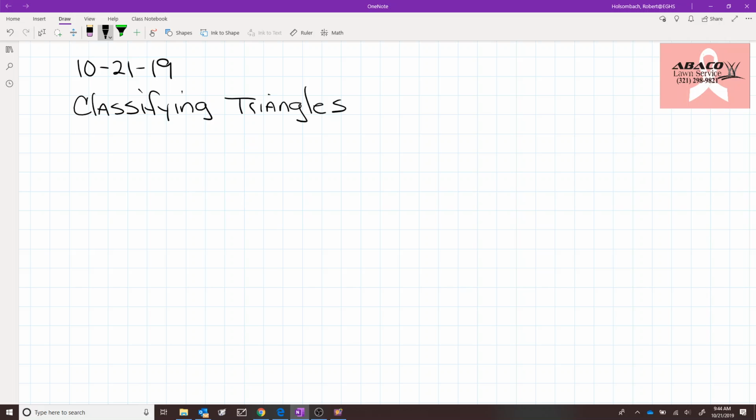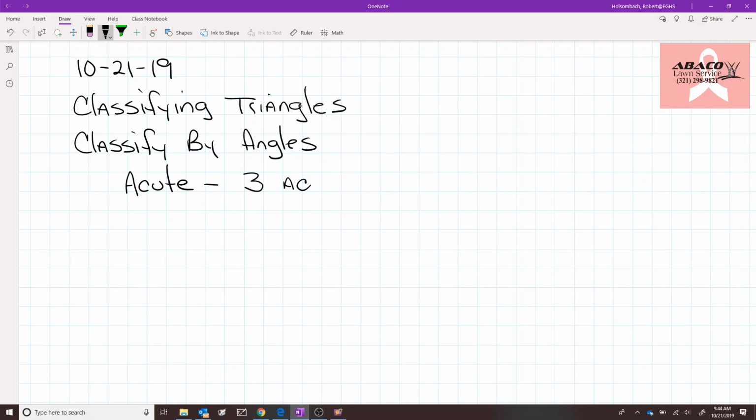The first way is by angles. All right, so when we classify by angles, we get four types of triangles. We got an acute triangle. And in an acute triangle, there are three acute angles.